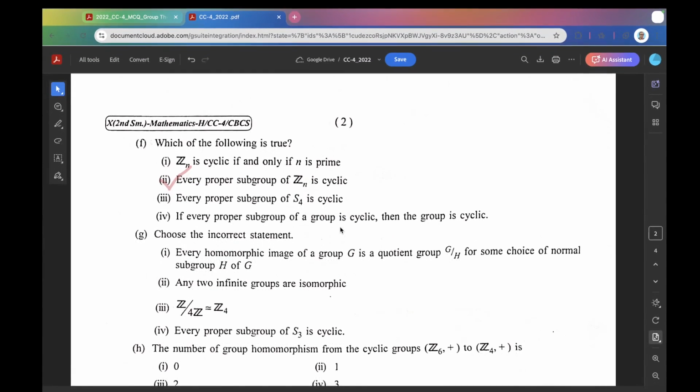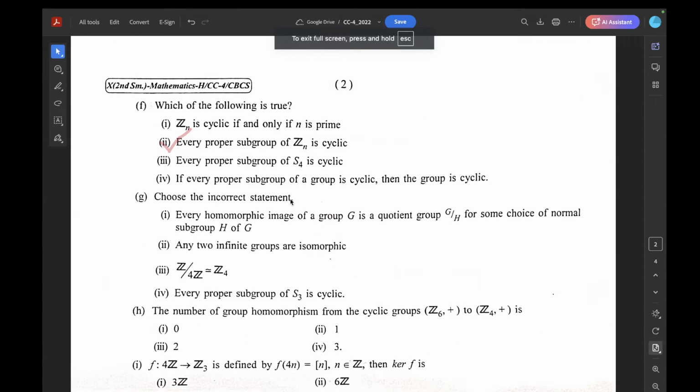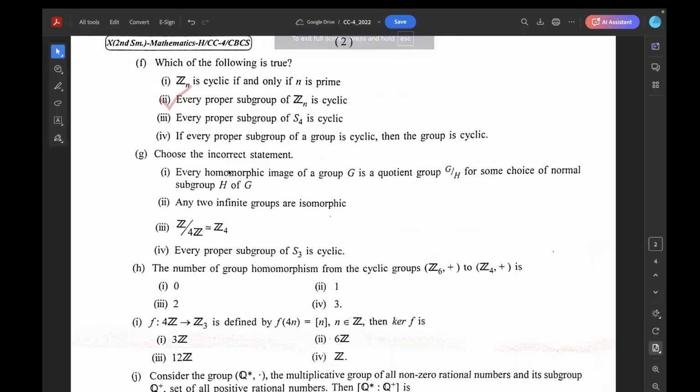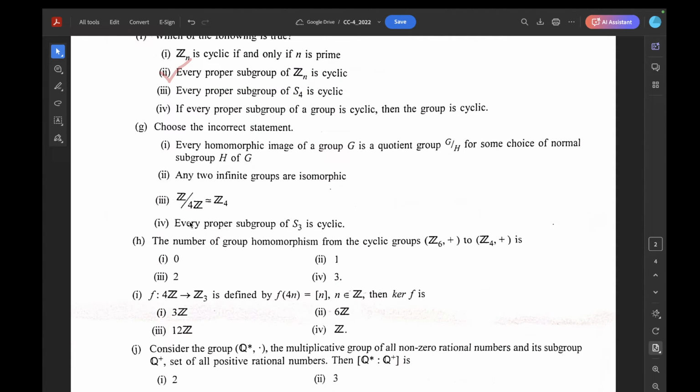Next question. Which is the incorrect statement? 1. Every homomorphic image of a group G is a quotient group G by H for some choice of normal subgroup H of G. 2. Any two infinite groups are isomorphic. 3. Z by 4Z is isomorphic to Z4. 4. Every proper subgroup of S3 is cyclic.